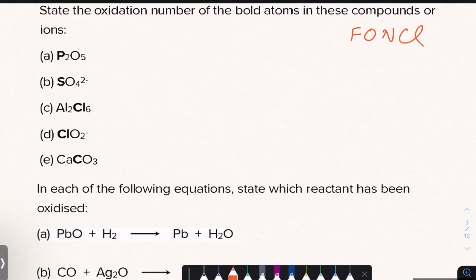FONCL. That's the order in which we'll work with. So मेरे पास ऑक्सीजन है तो ऑक्सीजन को -2 सबसे पहले असाइन कर देते हैं. That gives me a total -10. तो -10 है और 2 फॉस्फोरस पे उसको डिवाइड करना है तो हर फॉस्फोरस को टोटल पॉजिटिव चार्ज क्या होगा +10. -10 को कैंसिल करने के लिए +10. And then because I have 2 phosphorus, each will get +5. So you can clearly see how the charges go.